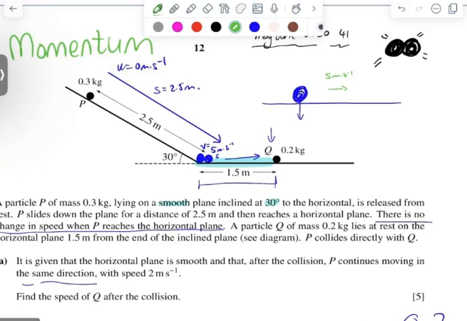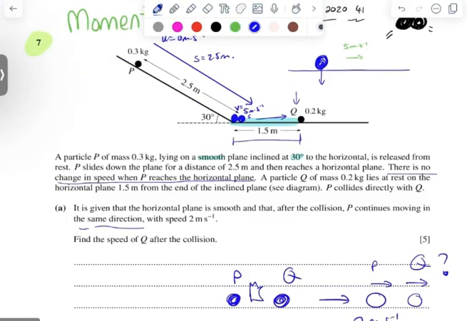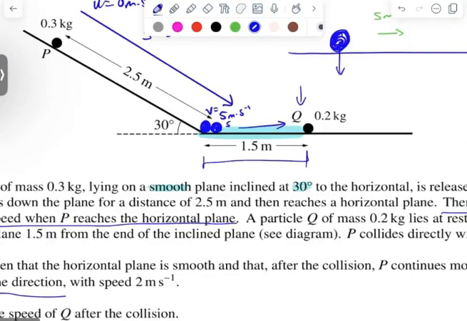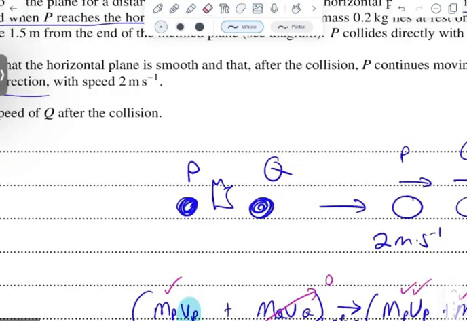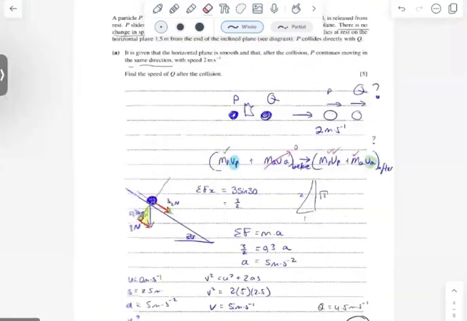And that's one of Newton's laws, that a particle at rest remains at rest, or a particle in motion remains in motion, unless there is an external force acting on it. All right, so if it does continue, it's going to then collide with Q at 5 meters per second. Okay, and so now we can actually jump into our momentum equation.